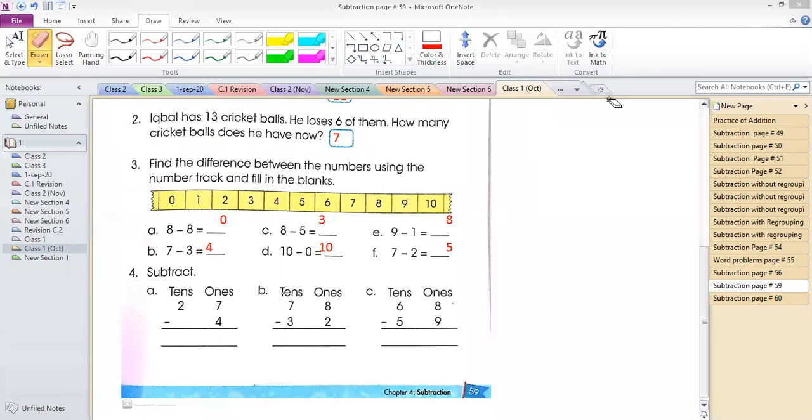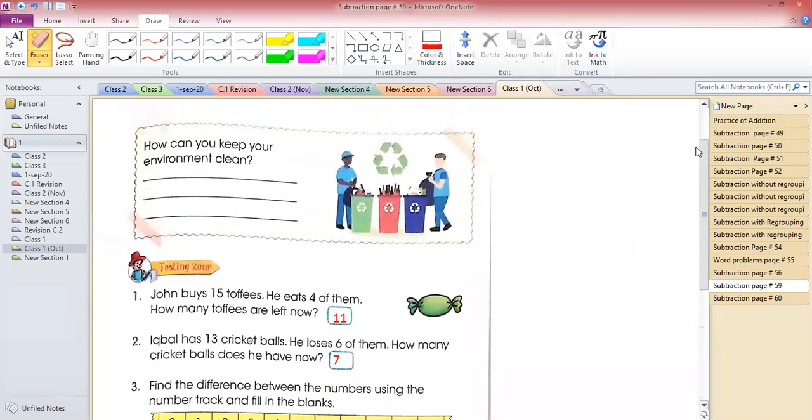What we are studying nowadays, guys, is subtraction, unit subtraction. We completed the practice zone and the learning zone of the subtraction, and now we are working on the testing zone of this unit, okay?